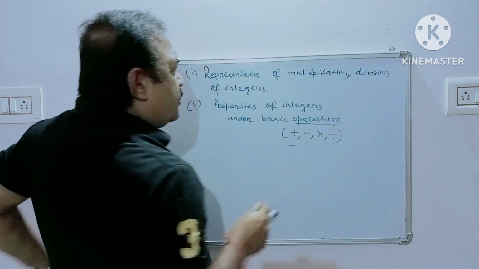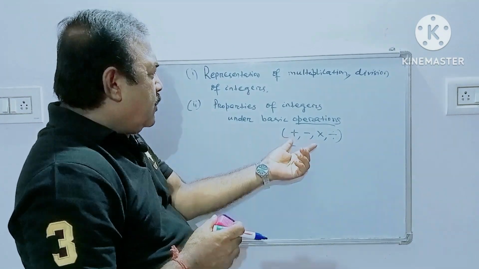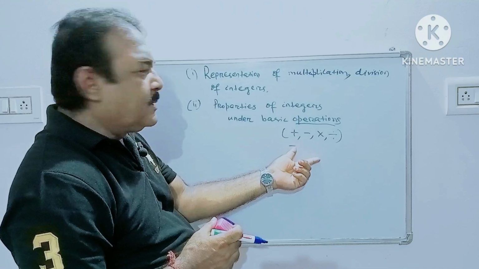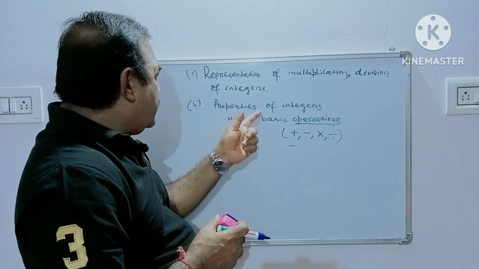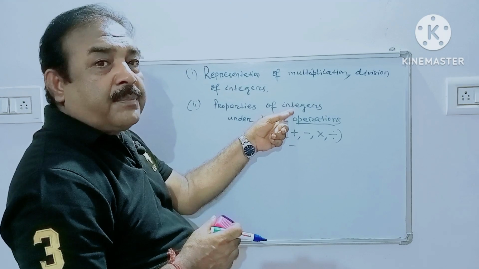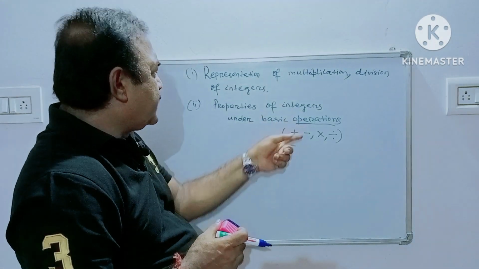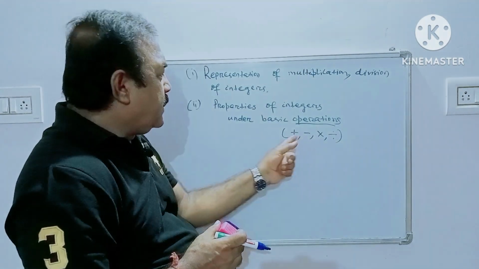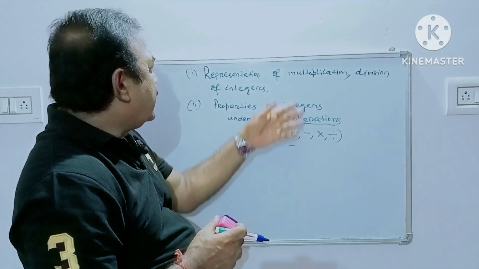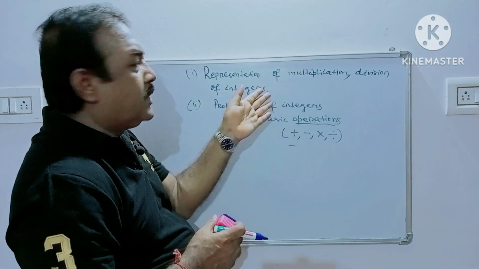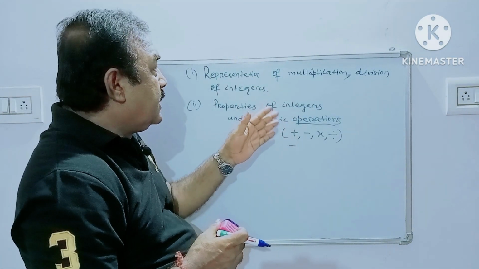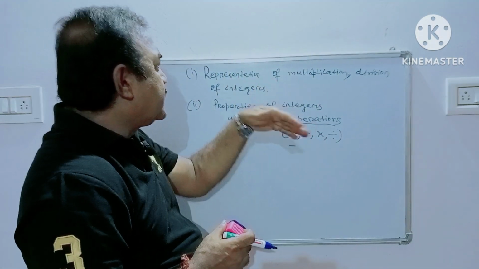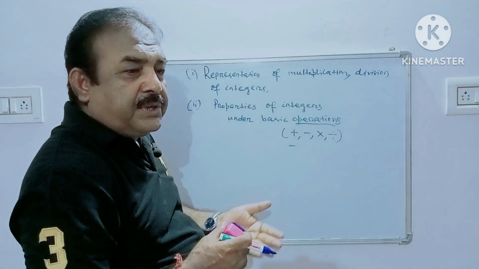You see, numbers are there. What do we do with the numbers? We add, we subtract, we multiply, we divide. These are called the basic operations. So we will have to know the properties of integers. What are the properties of integers under basic operations? Using these we will know which property holds good for which operation. And also we represent the multiplication and division of integers. How will you multiply the integers on the number line? How will you show it? Like how we represented the addition of integers on the number line.